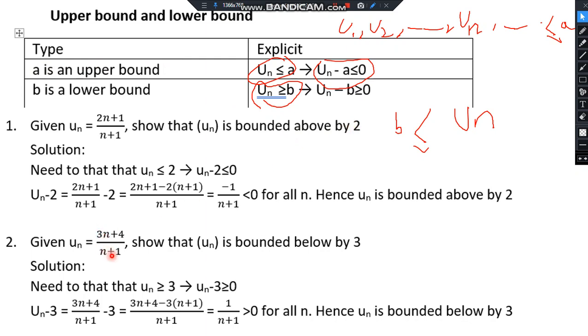Let us take this example. We want to show that un is bounded below by 3. Same process, we do un minus 3. So you write it with the same denominator. It's positive. What does it mean that un minus 3 is positive? It means un is bigger than 3, which means 3 is a lower bound.